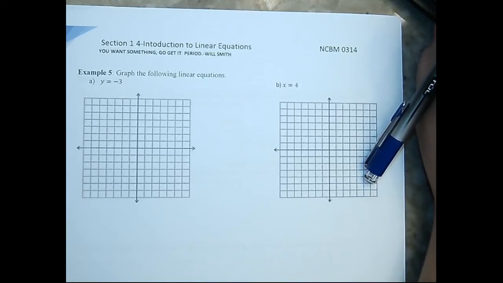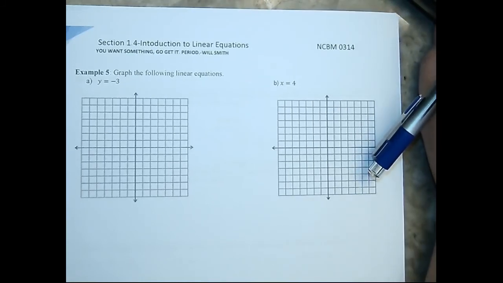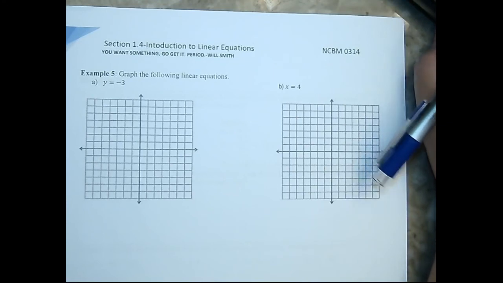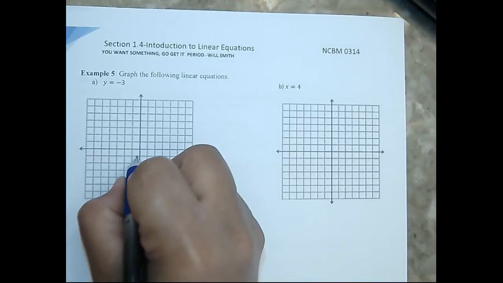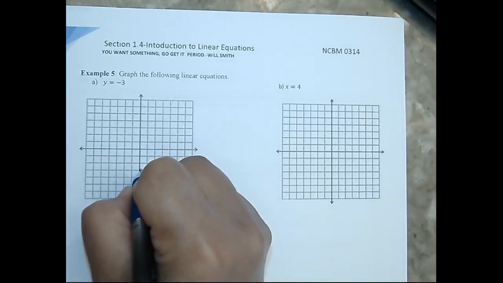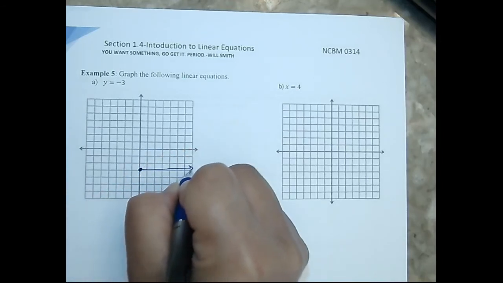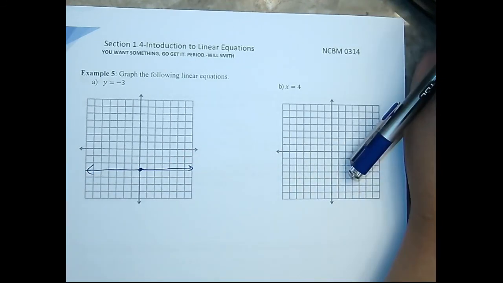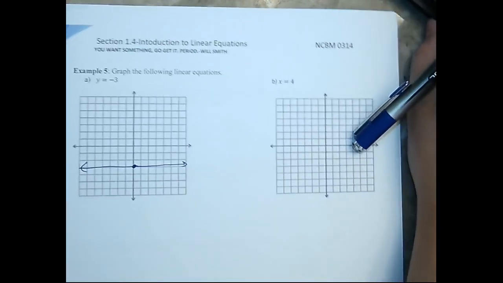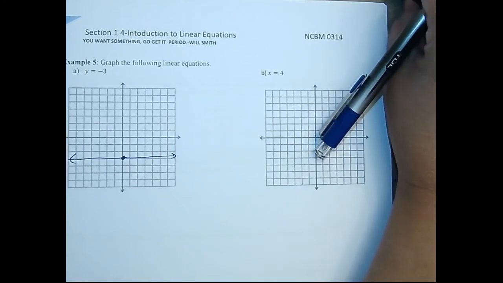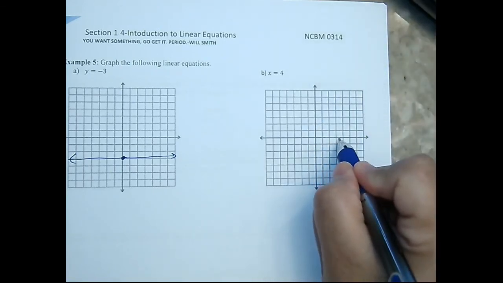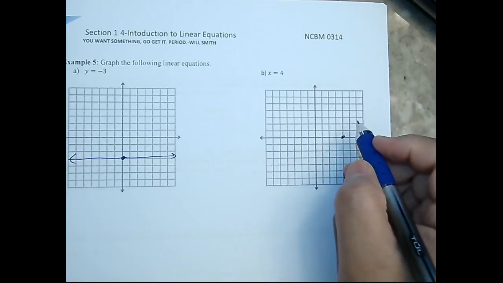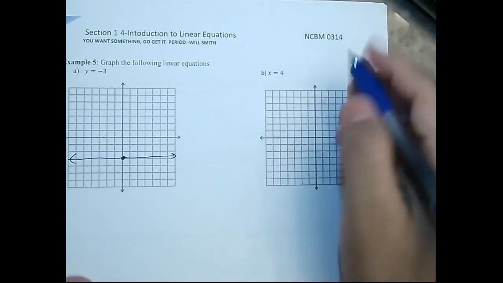Example 5, y equals -3. We know that's a horizontal line. Since it's a horizontal line, it's going to pass through y equals -3. And that would be our graph. For example B, x equals 4 is a vertical line passing through x equals 4. So we draw our line.